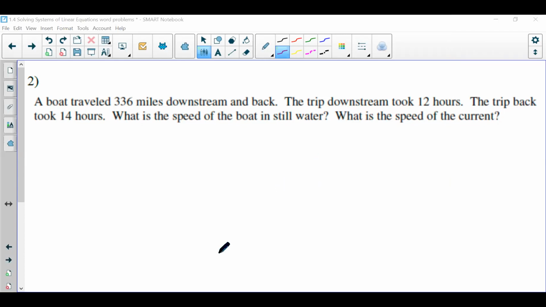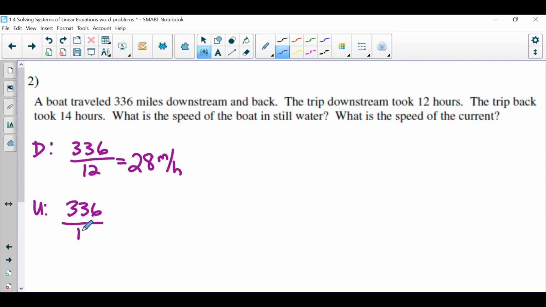The speed. 336 divided by 12 is 28. Thank you, Zach. And that was downstream, right? Tell me one more time, Zach. 28, yeah. And what about back? So this would be upstream. What's the speed? That would be 24 miles an hour.